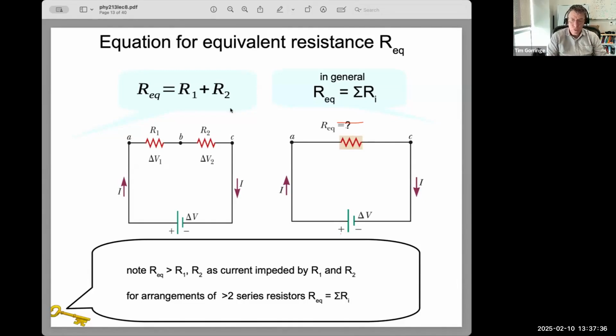It would be like water flowing through a hose. You've got two hoses. If it flows through just one of the hoses, that's a certain resistance. If it's flowing through a second garden hose, that's another resistance. If you chain them together, put them in series, there'll be more resistance to the water flowing through the two hoses connected together.